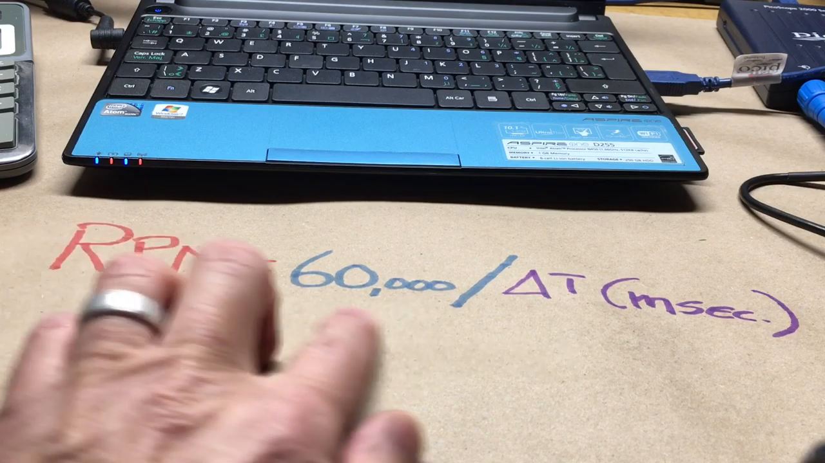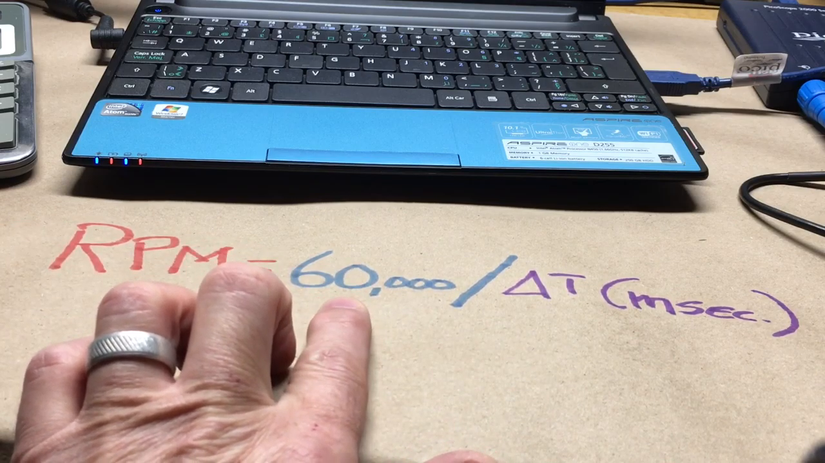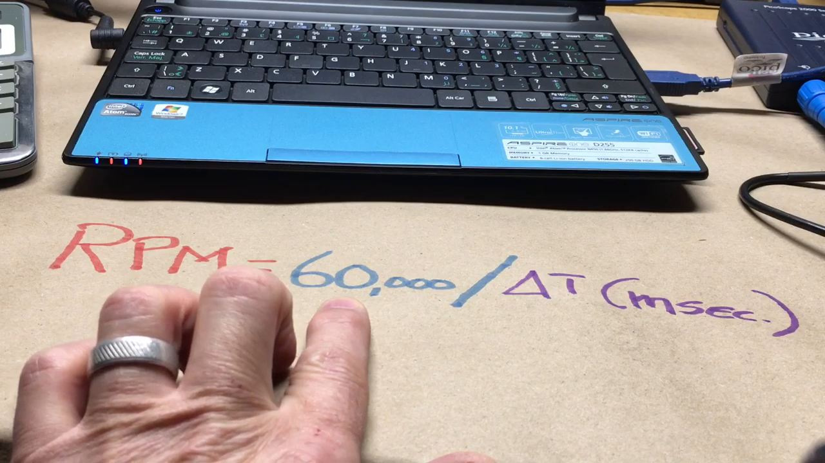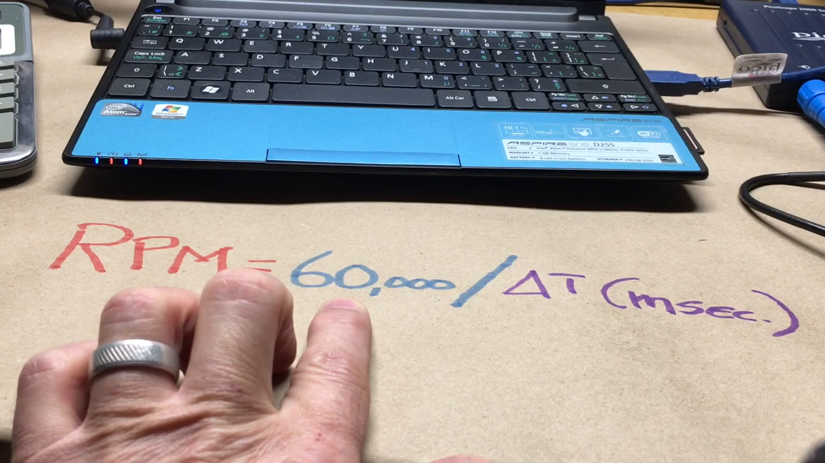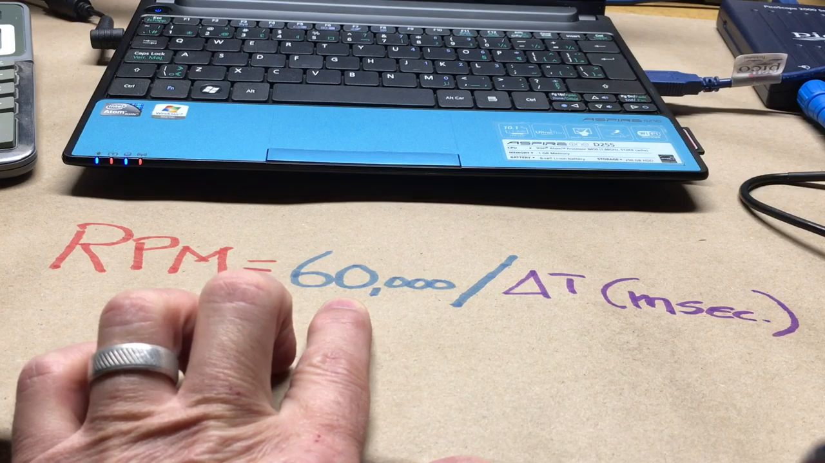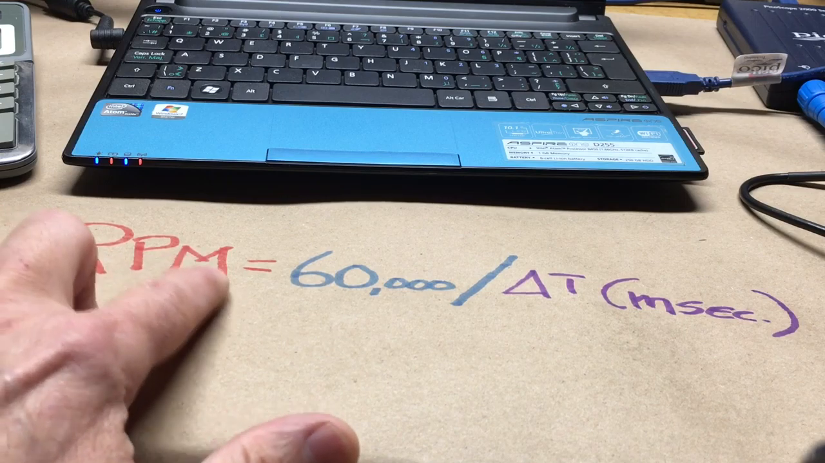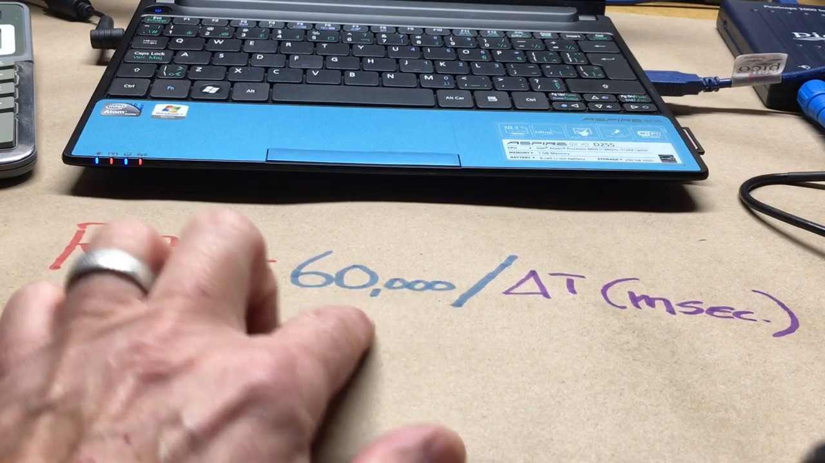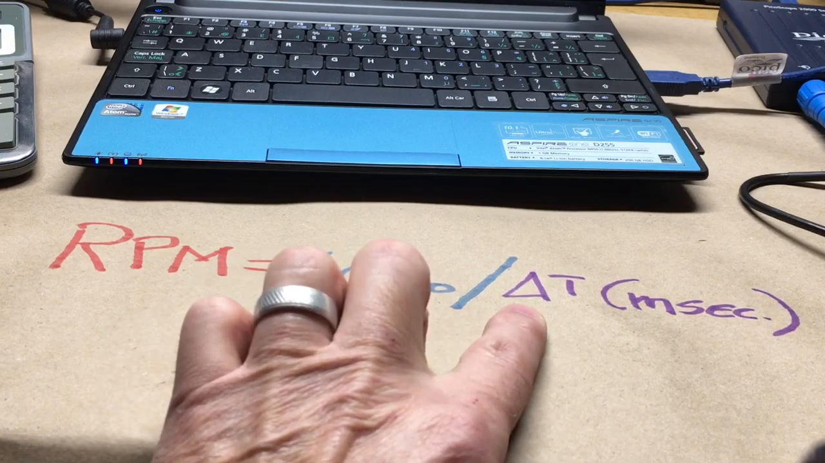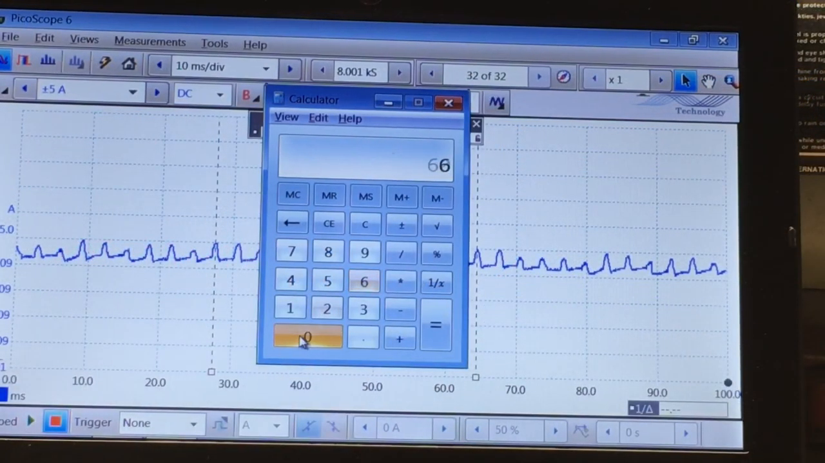So to find the RPM, you take 60,000. Why 60,000? Because we're measuring things in milliseconds here, 1,000 milliseconds to the second, and of course 60 seconds in a minute. We're trying to find RPM, which is revolutions per minute, hence the 60,000. So 60,000 divided by the delta T in milliseconds. 60,000 divided by our 36.82 milliseconds. That was the period for one rotation.